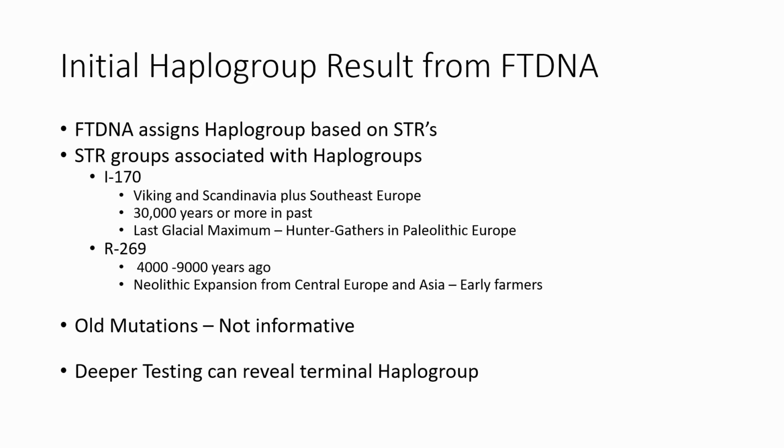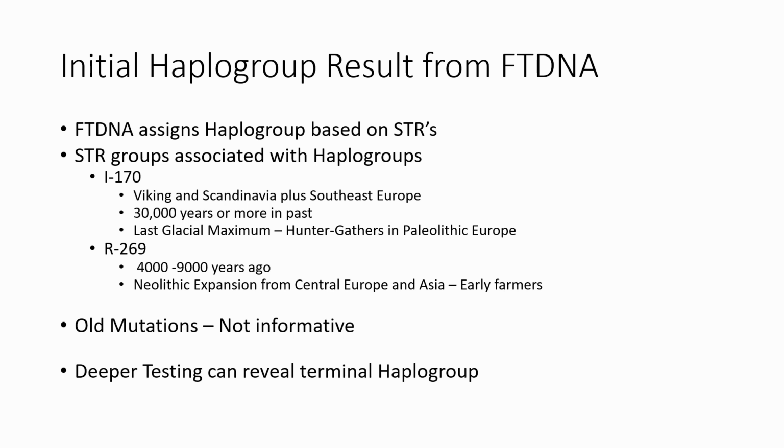The I-170 mutation is primarily thought to be Viking and Scandinavian, although there are also some with this that lived in southeastern Europe. This mutation arose during the last glacial maximum and is associated with a group of hunter-gatherers who lived in Paleolithic Europe. The M269 mutation is much newer, having occurred somewhere between 4,000 and 9,000 years ago. It's associated with the Neolithic expansion from Central Europe and Asia.